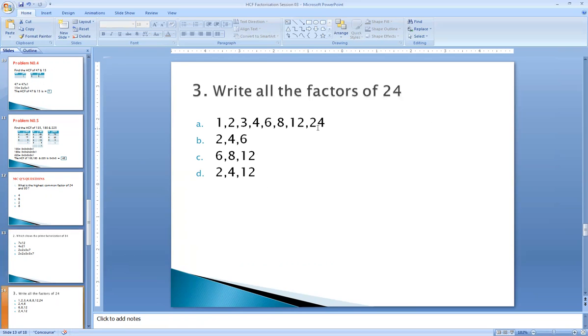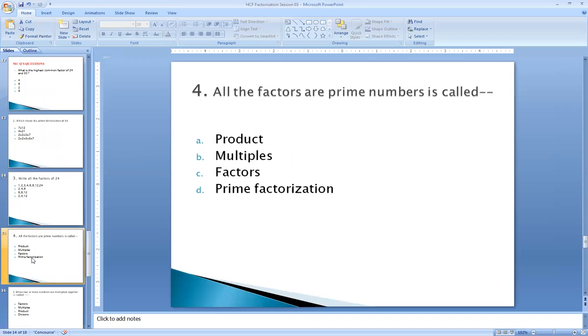And the next one also, write all the factors of 24, they have given. What are all the numbers? Either we have to select 1, 2, 3, A, B, C, D in this form. What is the right answer? They have asked, write all the factors of 24. What are all the numbers that will be divisible into 24? That is called the factors of 24. So that has to be selected, and the next option is all the factors are prime numbers is called.